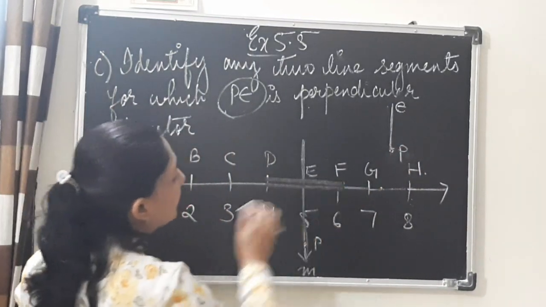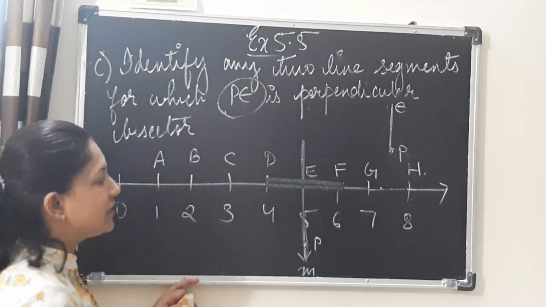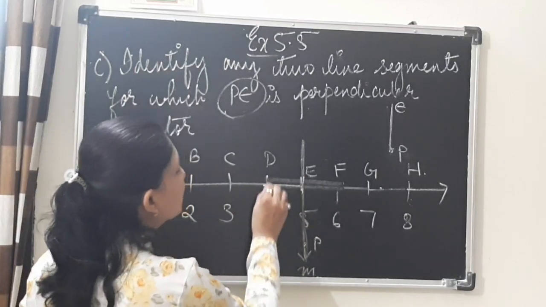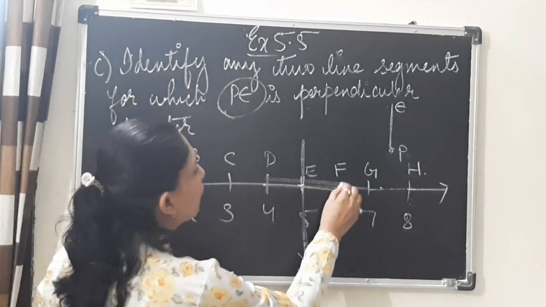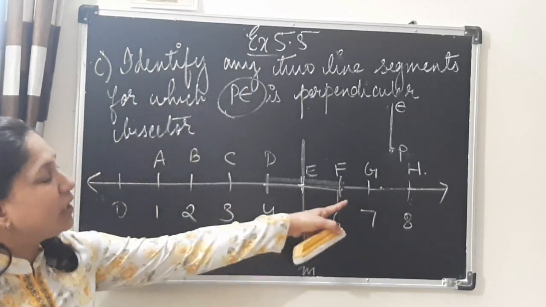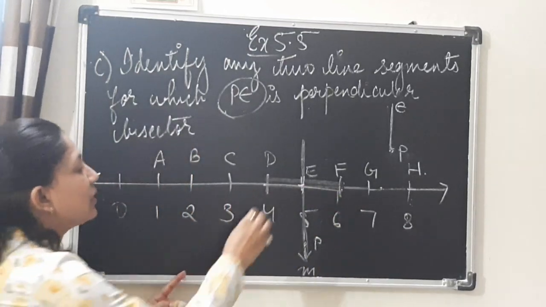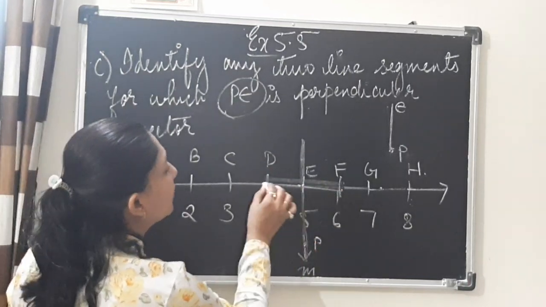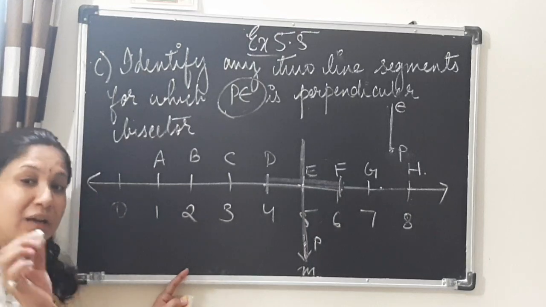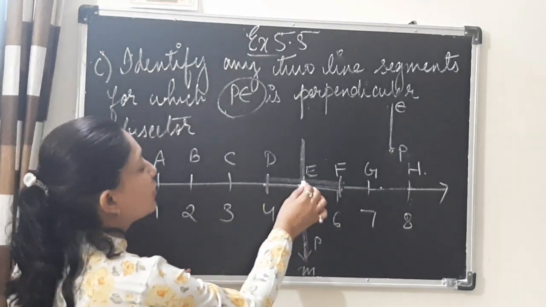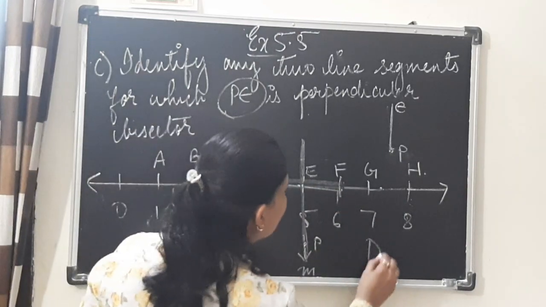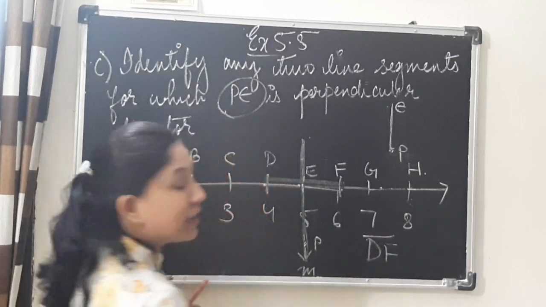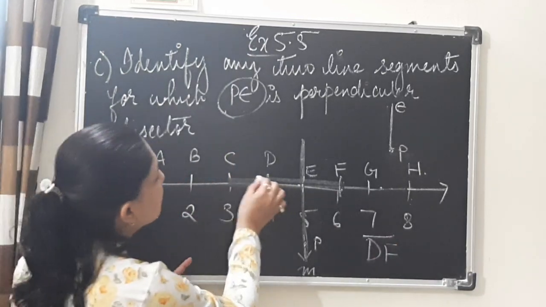See, if we take DF, isn't it correct? Yes, it is correct. See, DE is one line segment here, 1 unit, and from here also. So if we take DF, what do we see? That PE is the perpendicular bisector because it is dividing DF into exactly two halves. This part is equal to this half. So one line we got is DF. There can be many. You can then take CG.